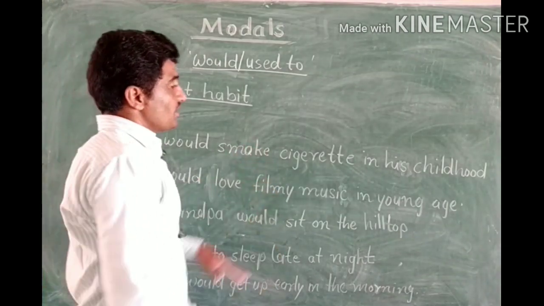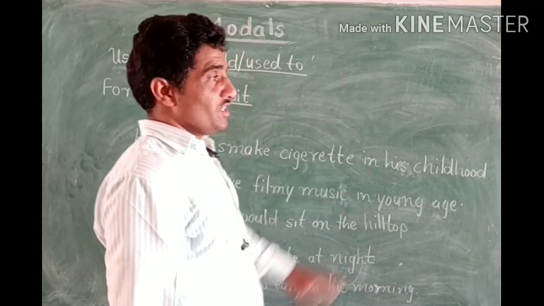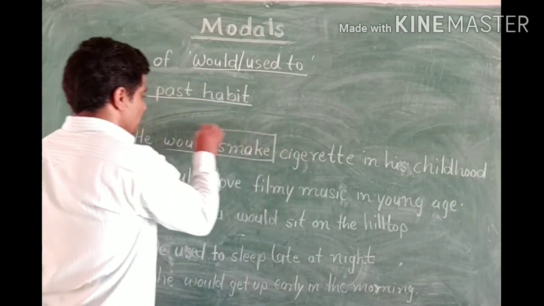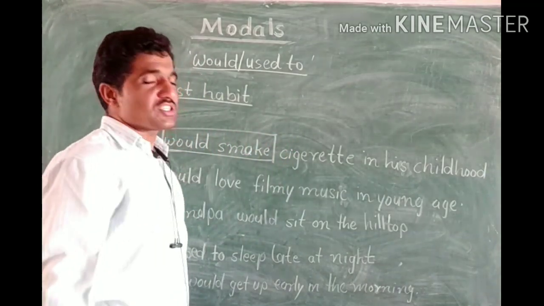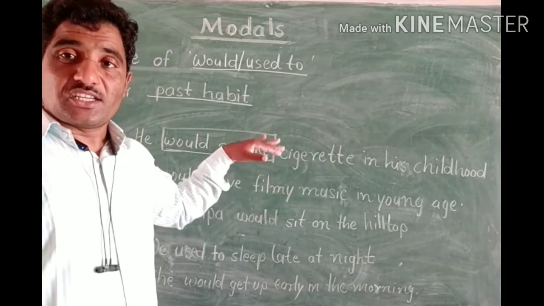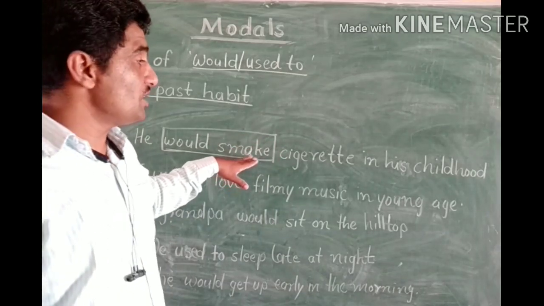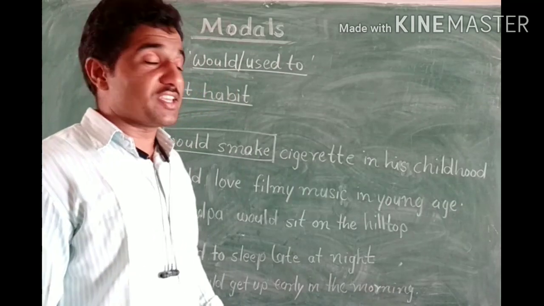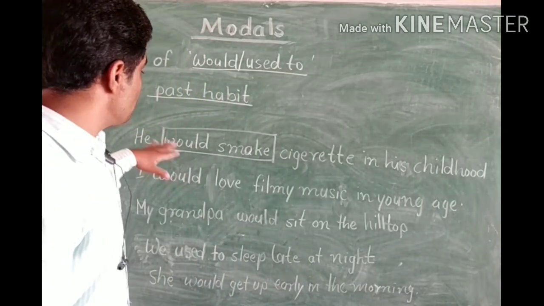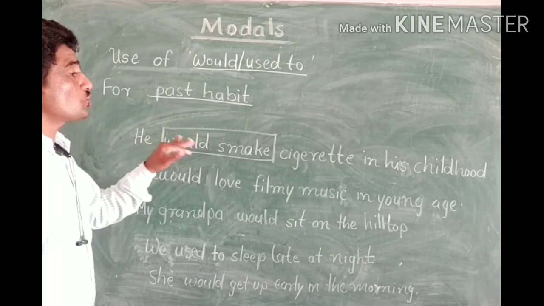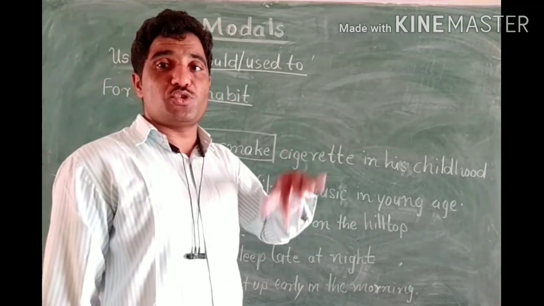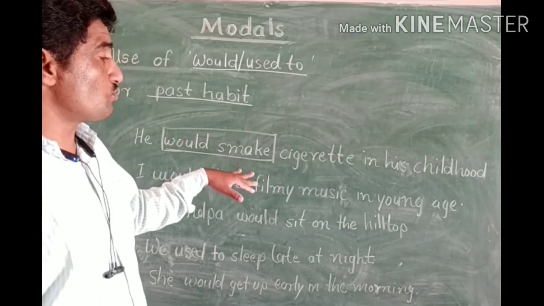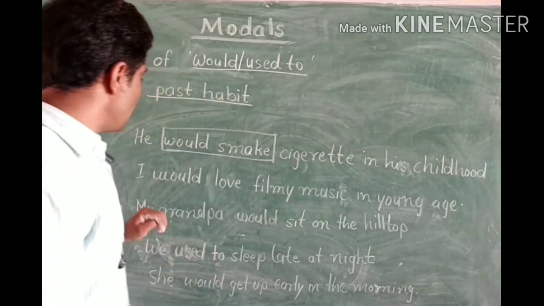He would smoke cigarette in his childhood. Would smoke means it is his habit. Ye uski aadat thi. It was his habit. To smoke in his childhood, अपने बचपन में धूम्रपान करने की. So would is used. He also used to smoke. He used to smoke cigarette in his childhood. He would smoke. There is no difference.